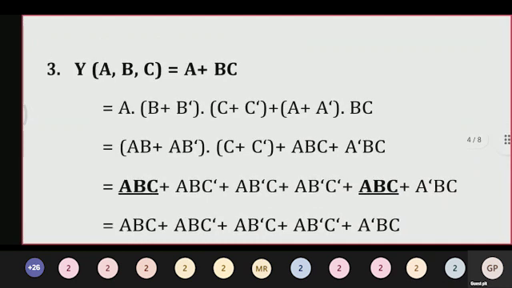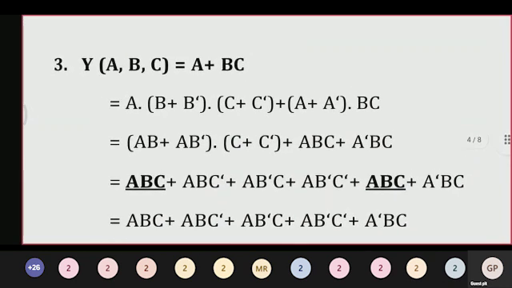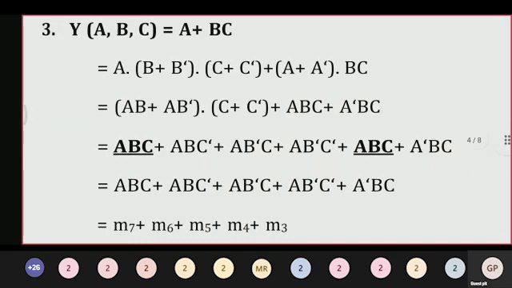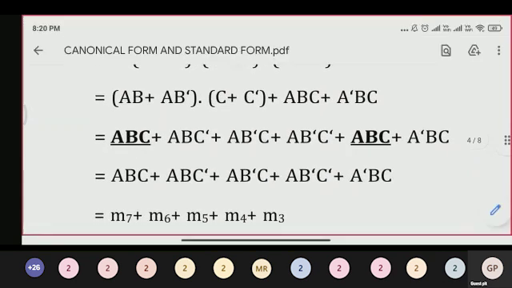Now let's move on to the next problem. Y of a, b, c is equal to a plus bc. Here also you are having three input variables and two product terms. In the first term, two variables are missing, they are b and c, and in the second product term, the variable a is missing.